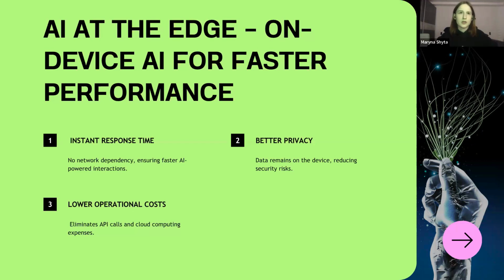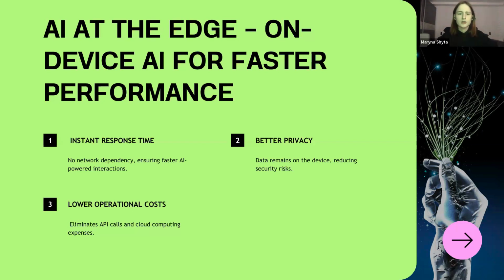Why use edge AI? Instant response times, so no network dependency, ensuring faster AI-powered interactions. Better privacy: data remains on the device, reducing security risks. And lower operational costs: it eliminates API calls and cloud computing expenses.